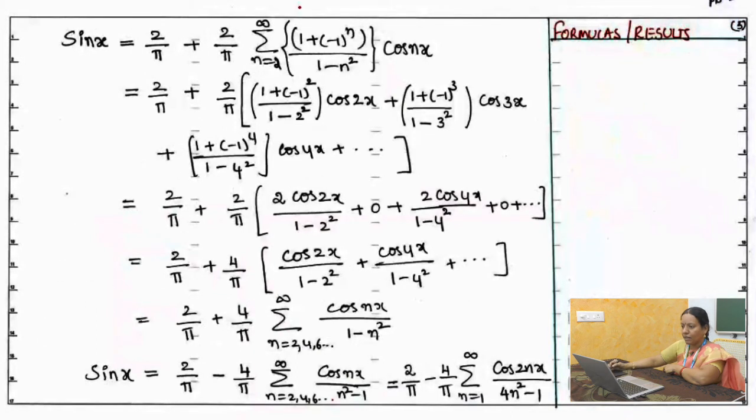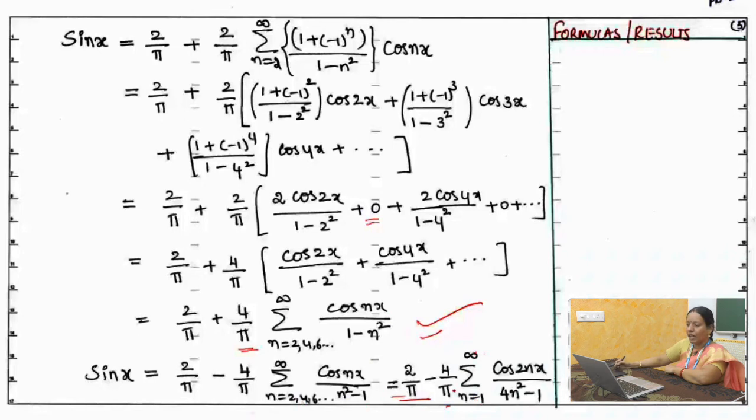Now this can be expanded. After expansion, you get sin x equal to 2 by pi plus 4 by pi sigma n equals 2, 4, 6 up to infinity cos nx by 1 minus n square. Because if you observe, the first, third and remaining odd terms will be 0. So I can write the summation in this format. Okay, now this will be equal to sin x equals 2 by pi minus 4 by pi sigma n equals 1 to infinity.